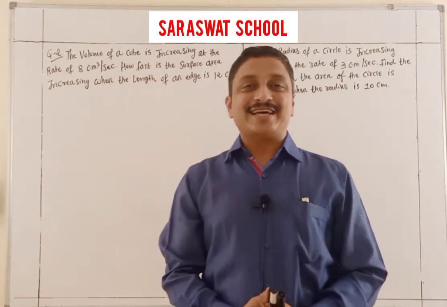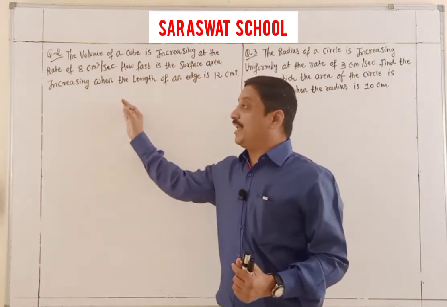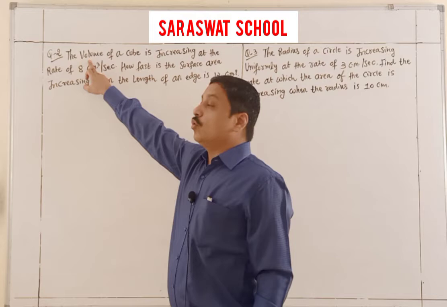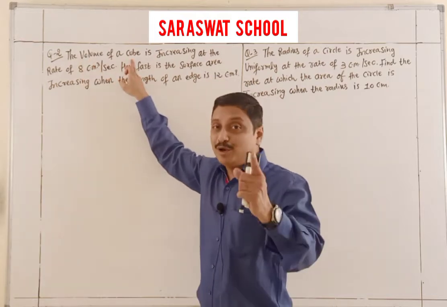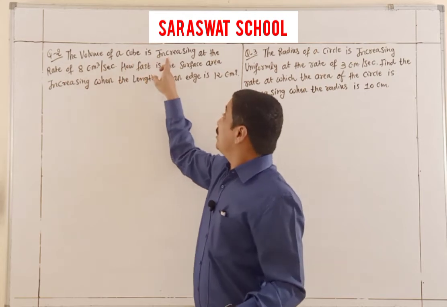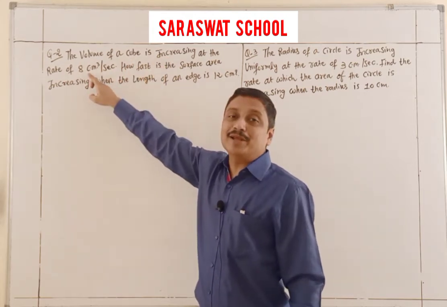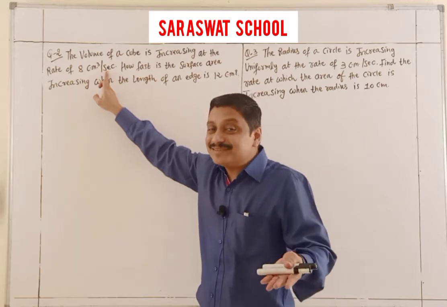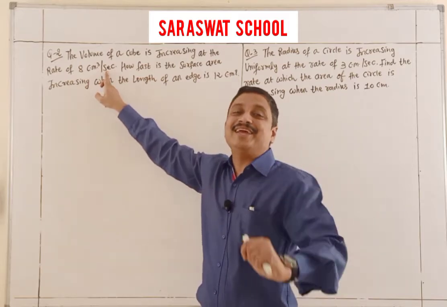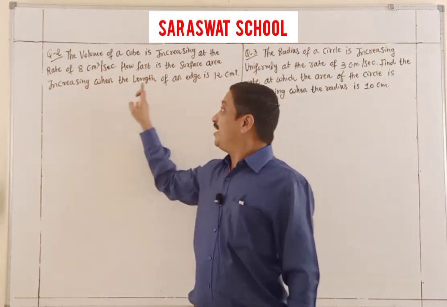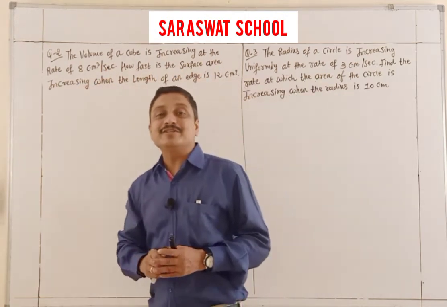Now students, I am going slowly. Question second, and then after that third. See the second question: volume of a cube. The cube's volume is increasing at a rate of 8 centimeter cube per second. Second means time, so here we directly take time. How fast does the surface area change if the length of the edge is 12 centimeter?